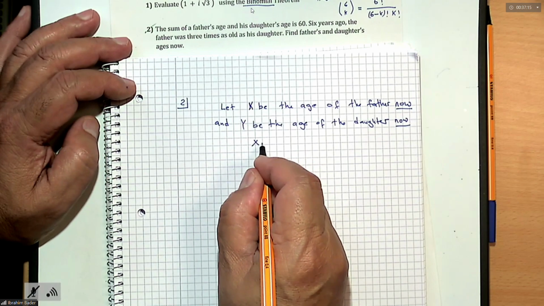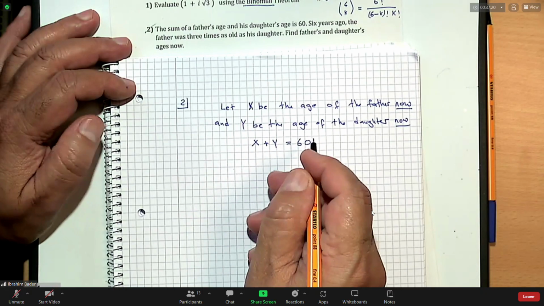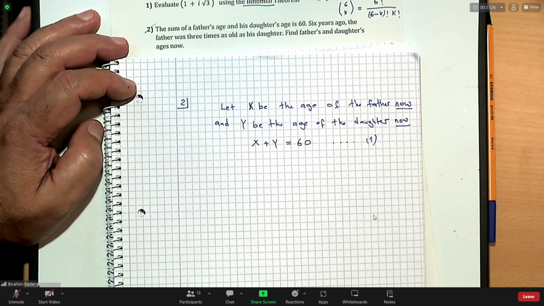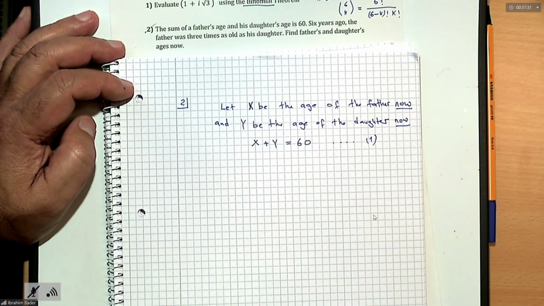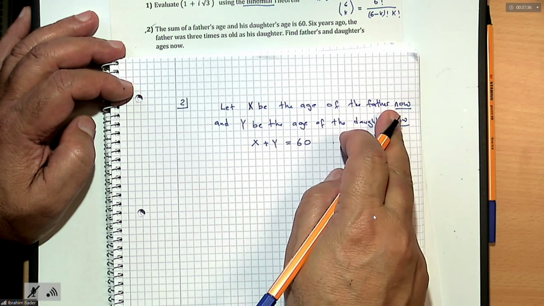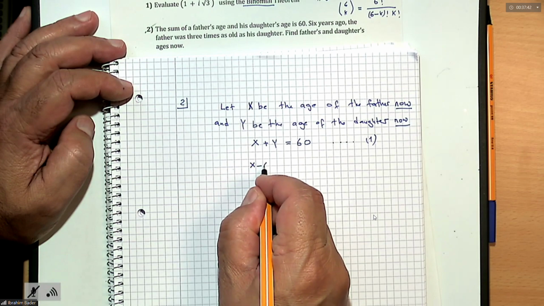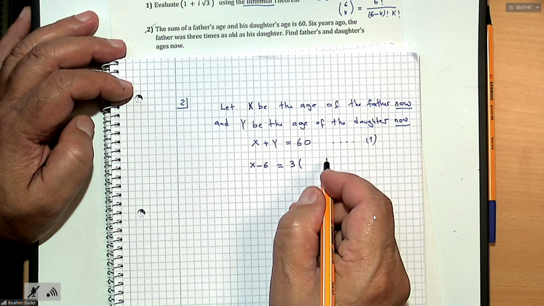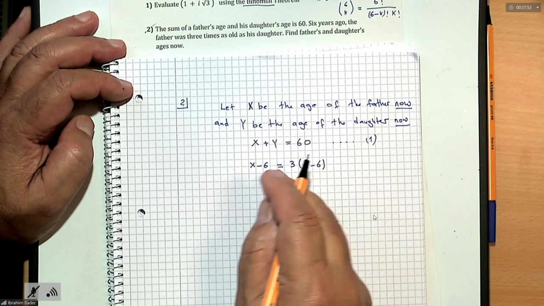So very simple here. The first equation says that the sum of the ages is 60, right? Let's assume this is equation number 1. Equation number 2 says 6 years ago, the father was 3 times as old as his daughter. If the age of the father now is x, then 6 years ago it was x minus 6, and that was 3 times the age of the daughter at that time, that is y minus 6.